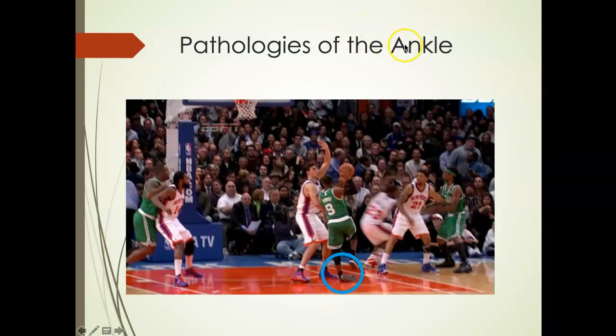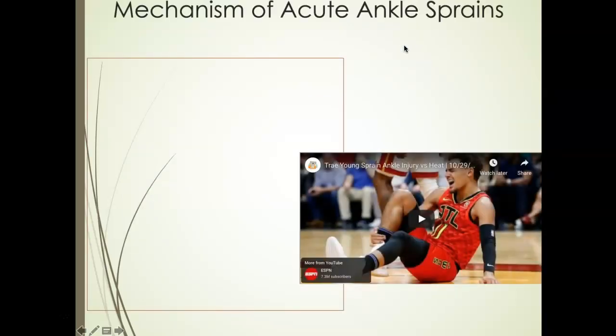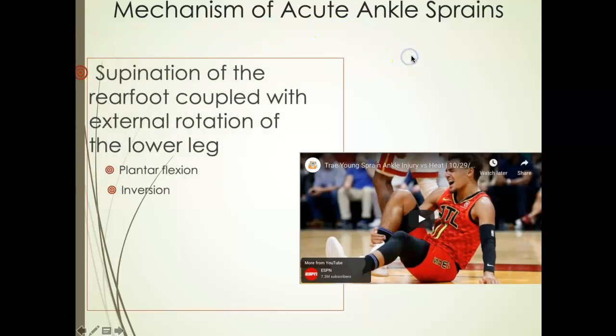But without further ado, the first pathology that we'll talk about is the acute ankle sprain. We're going to talk about the acute ankle sprain first because it's the most common pathology that you're going to see occur in the ankle and lower limb, at least in the athletic training clinical setting world.